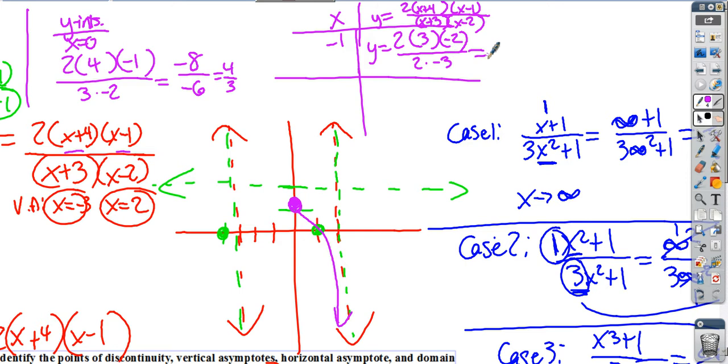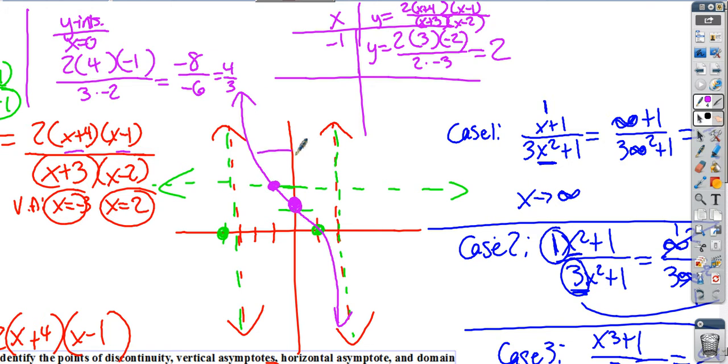So what does that become? -12 over -6, which is +2. So -1, +2 is the y. Now you might say, I thought +2 was an asymptote, and you're right, it is. But graphs can cross the horizontal asymptote in the middle of the graph.